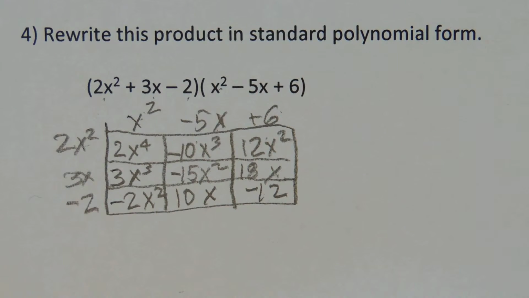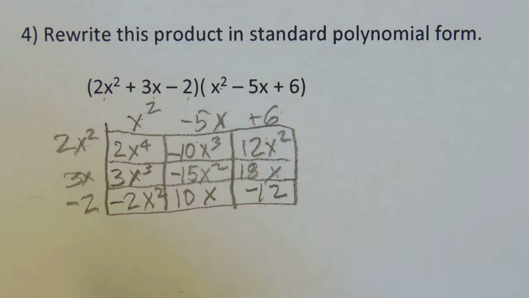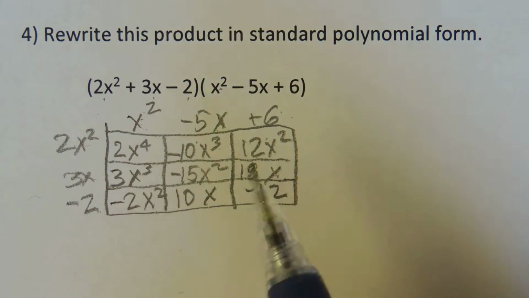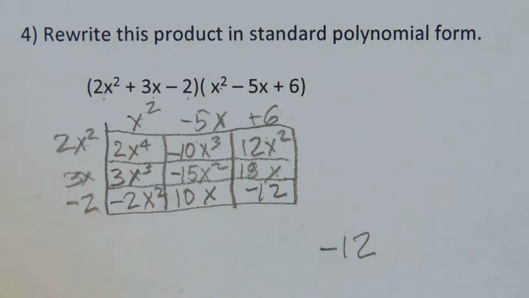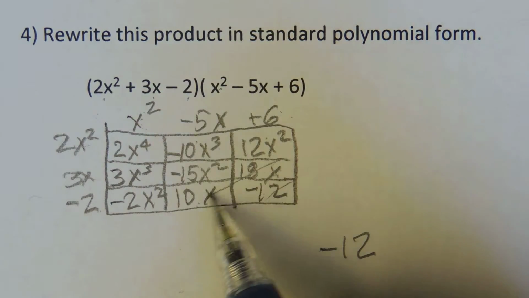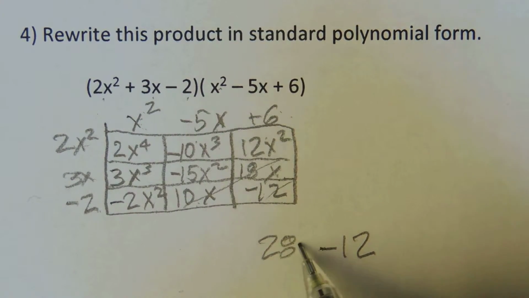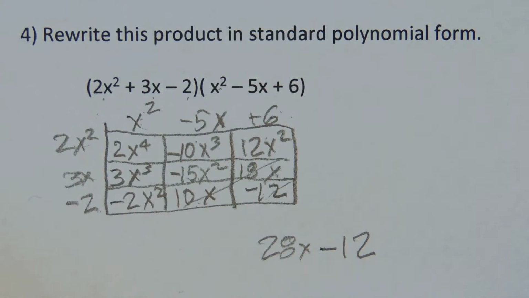Now I have to combine the like terms. And since I put the terms in order of degree, 2nd degree, 1st degree, 0 degree, 2nd degree, 1st degree, 0 degree, my like terms are now all lined up. So I have negative 12. That's going to be my constant term, or just the number. My x's are here, 18x plus 10x gives me 28x. And I draw a light line through them to know that I've added them up.